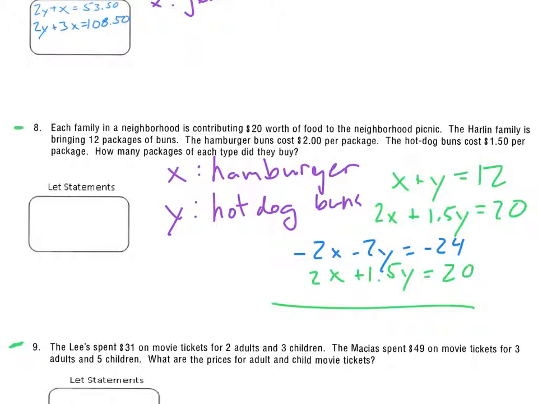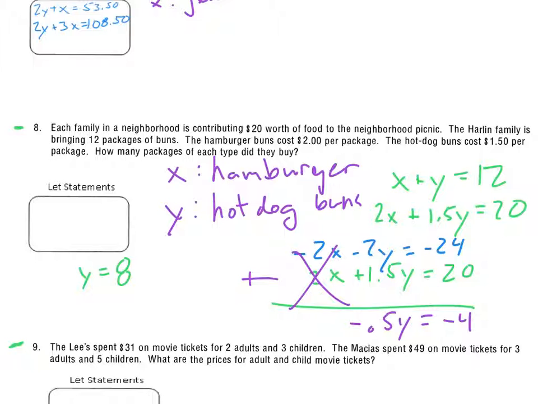Well, when we add them together, my negative 2x and 2x are going to cancel out. My negative 2 and a positive 1.5 will leave me with a negative 0.5y equals negative 4, because negative 24 plus 20 gives me negative 4. If I divide both of those numbers by a negative 0.5, that ends up giving me y equals 8.